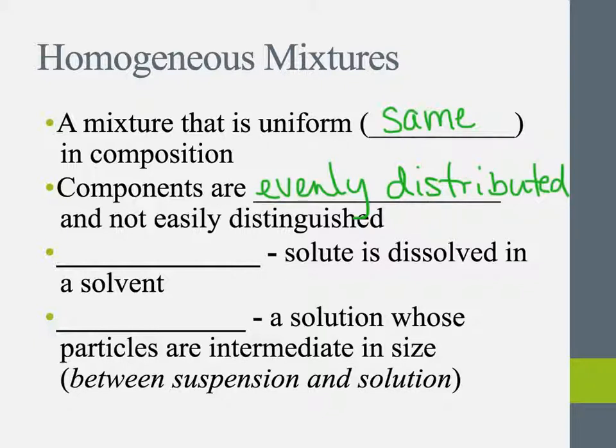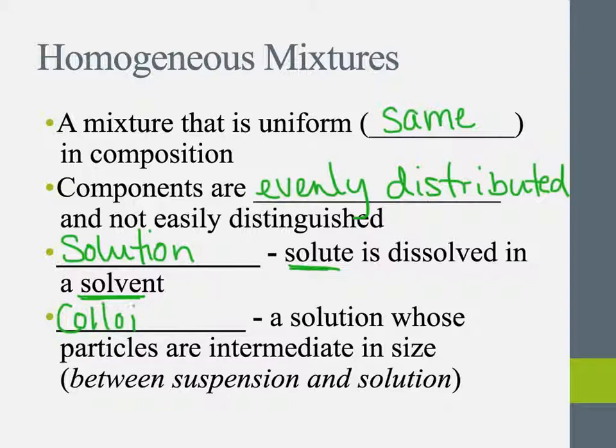We've also got 2 different kinds of homogeneous mixtures. The first one is where something is dissolved in something else. A solute is dissolved in a solvent. That's called a solution. So maybe you have salt dissolved in water. That's a solution. It's called a saltwater solution. The salt is our solute. That's what's being dissolved. The water is the solvent. That's what's doing the dissolving, separating the molecules as much as possible so that they are evenly distributed within the water. We also have something called a colloid.